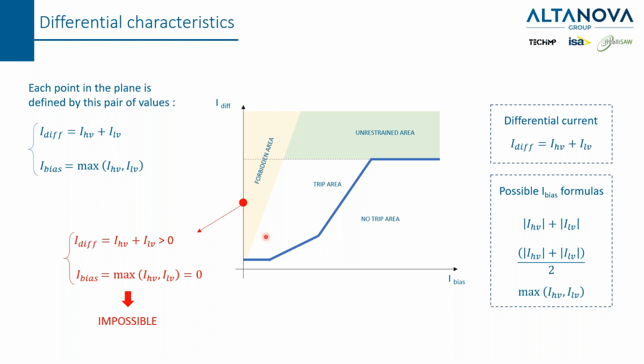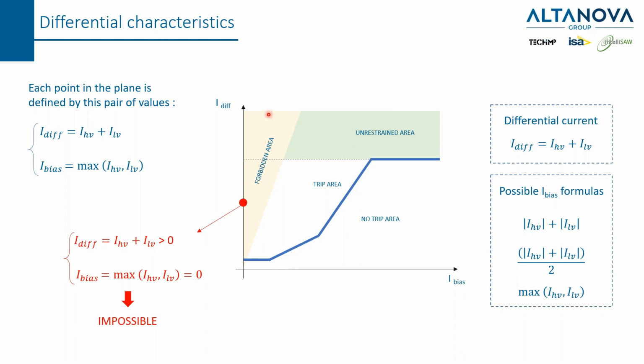So the no trip area and trip area are clear. There is no need for me to explain more. The unrestrained area is where the relay trips in any case. So regardless of the value of the bias current, it will trip.